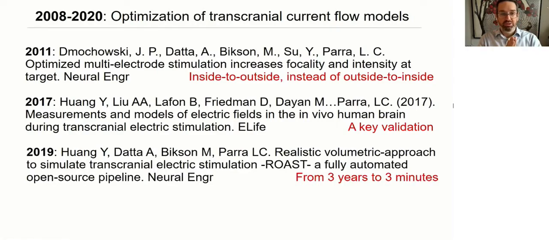That first model that I presented in 2008 took Abhishek Datta, who was then a PhD student in my lab, literally 3 years of work before the first model solved. Now, thanks to the work of many groups that have worked to disseminate these modeling tools, you could do it on the same laptop you're using to watch this talk in about 3 minutes. Download the software, and with limited background, you can simulate any montage on any head you want using ROAST or SimNIBS or other freely available software tools.